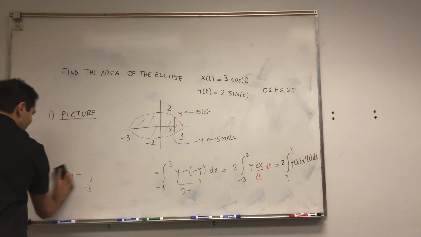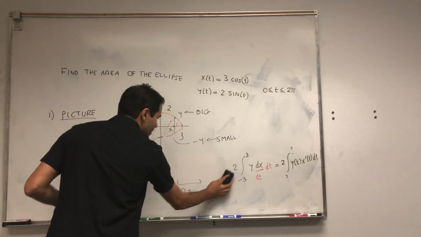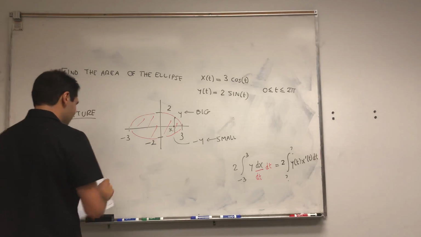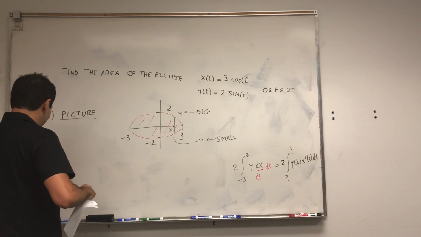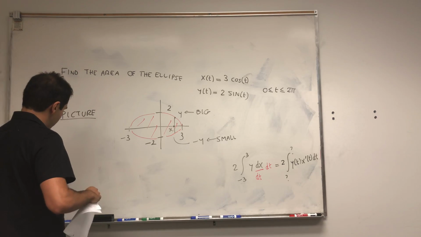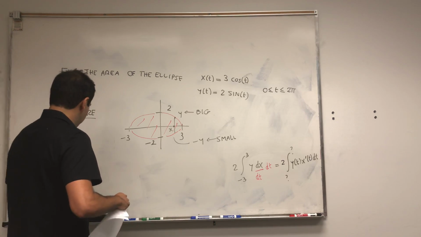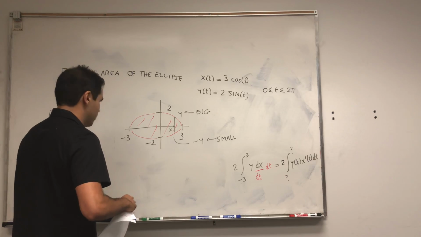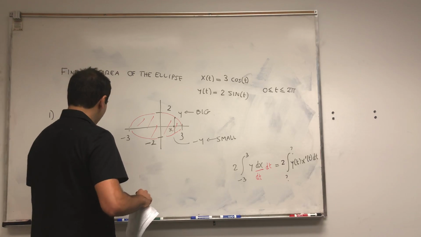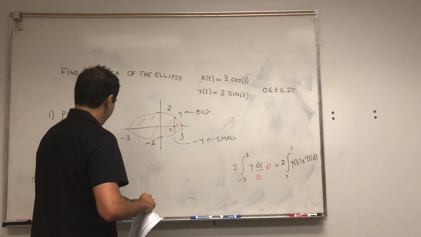So let me erase this. Again, what we found is that the area is 2 times the integral from something to something of y of t, x prime of t dt.